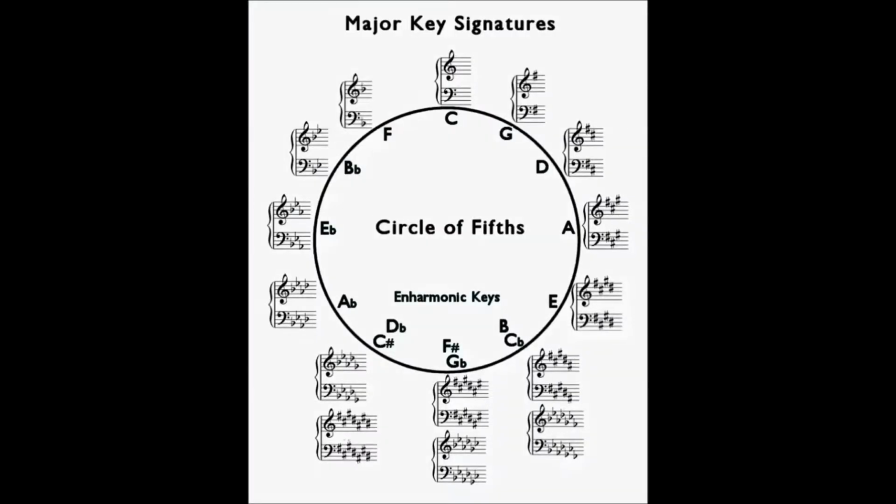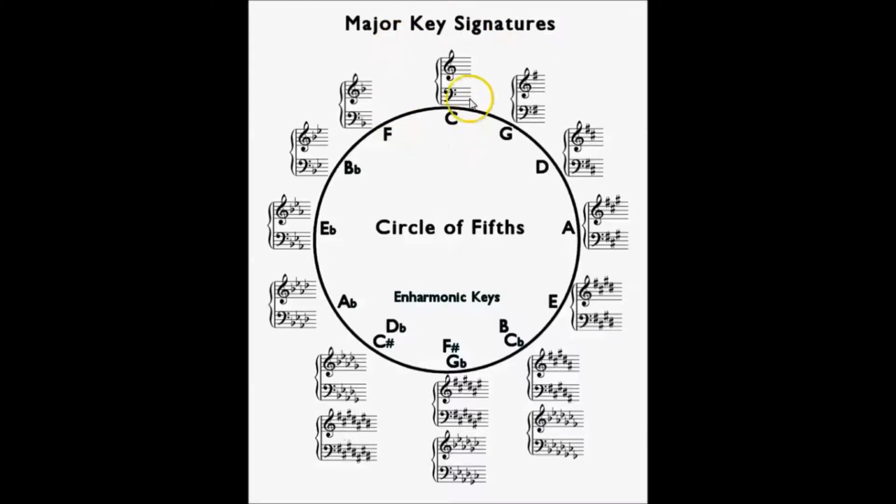So now that we understand how the order of flats and the order of sharps work to put together a key signature, let's talk about the circle of fifths, because the circle of fifths is a very convenient and logical way to organize our key signatures. Here you will find a fairly standard circle of fifths. You'll notice that this particular circle of fifths just covers major key signatures. We'll talk about minor key signatures in a separate video.